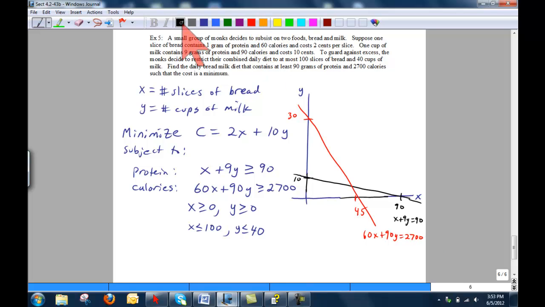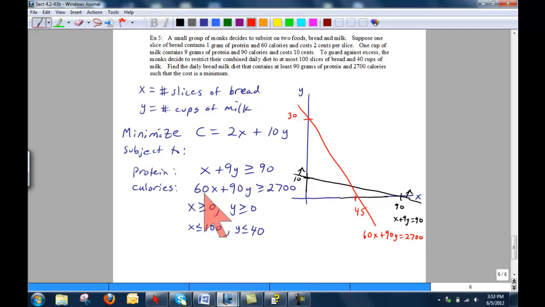Okay, let's go back and pick up the correct side. Notice that this is a greater than or equal to. So if I pick my origin and check it, 0 greater than or equal to 90 is not true. So in contrast to the examples that we've done so far, the origin is actually not on the correct side, and here we want to be in this direction of the black line, above and to the right.